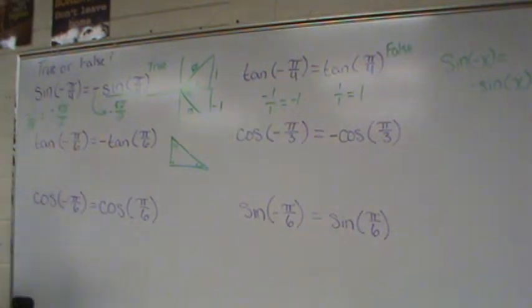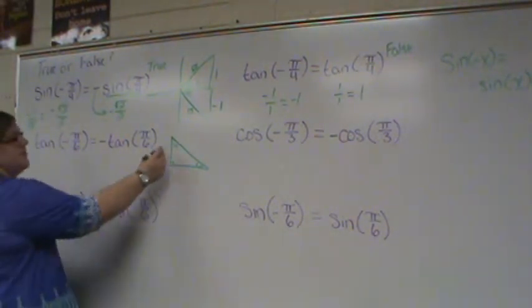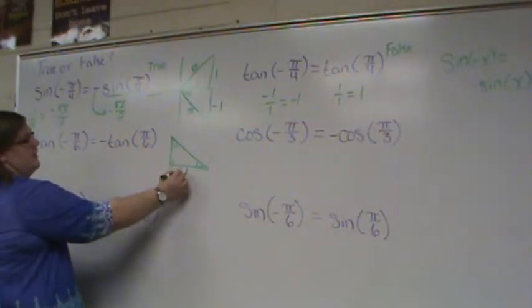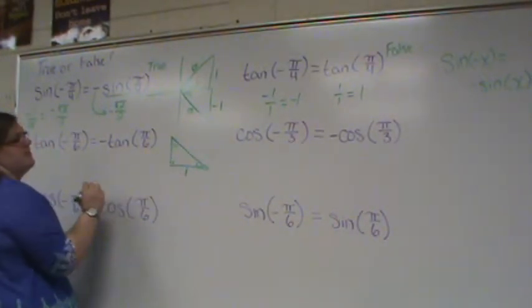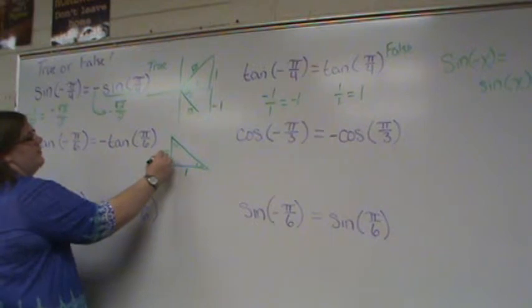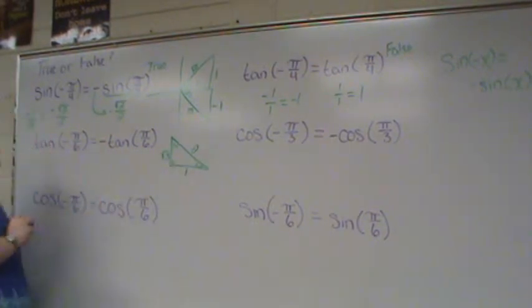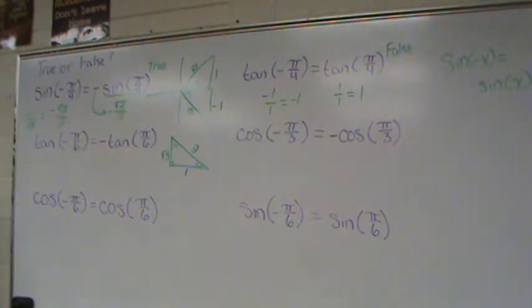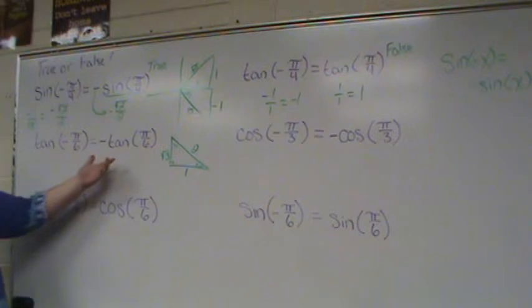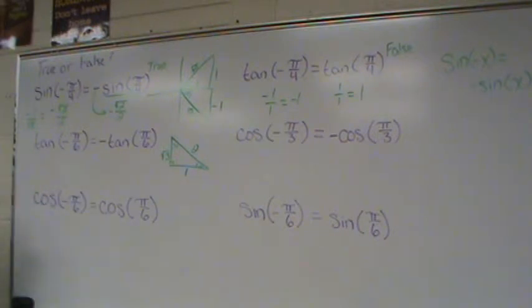So how do we label our sides of this triangle? What's across from the 30? 1. What's across from the 60? Root 3. And then what's our hypotenuse? 2. So we're going to tie this back into where each of these things is positive, and just use the triangle.